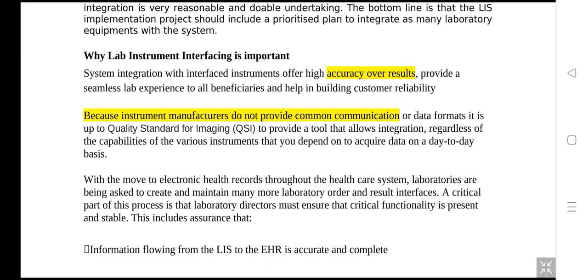So what I'm saying here is that because instrument manufacturers do not provide common communication or data formats, it is up to the quality standard for imaging to provide a tool that allows integration regardless of the capabilities of the various instruments.